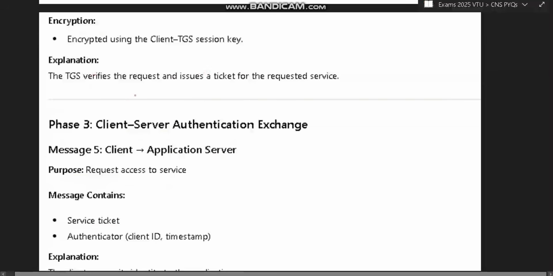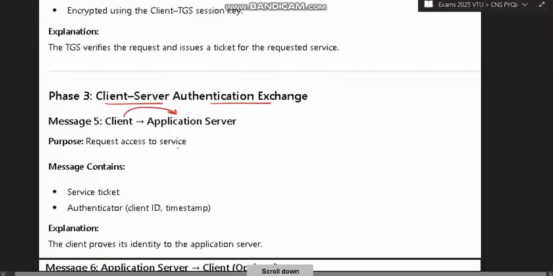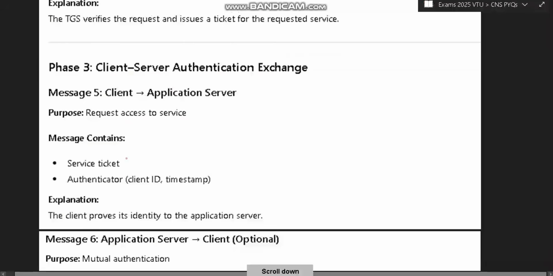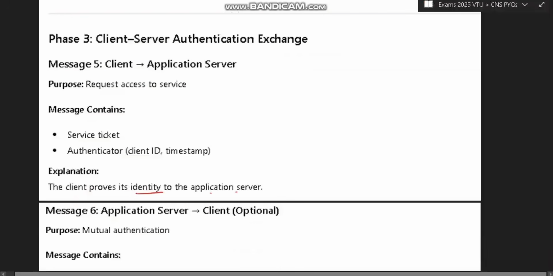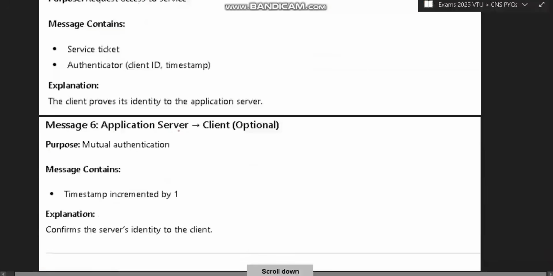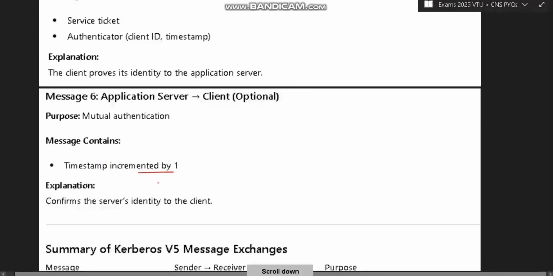That's phase 2. The third phase is the client-server authentication exchange, meaning the client is talking directly with the application server now to request access to our service. The service ticket and the authenticator will be the message content. The client proves its identity to the application server. The sixth one, which is the last, is mutual authentication. Both know each other now. That is optional: the application server tries to know the client. The timestamp is incremented by 1, confirming the server's identity to the client.